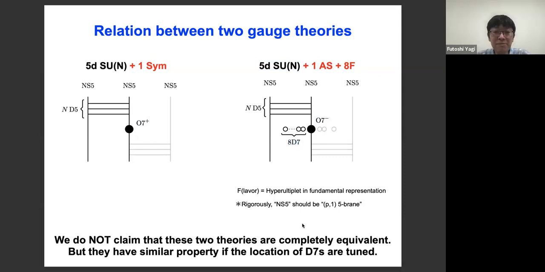So again, I'm not saying that these two theories are dual or equivalent, but what I would like to say is that if we tune the location of this O7 plane, or in other words, the mass of the 8 flavors, then these two theories behave in a similar way at IR. So this is what I would like to investigate.